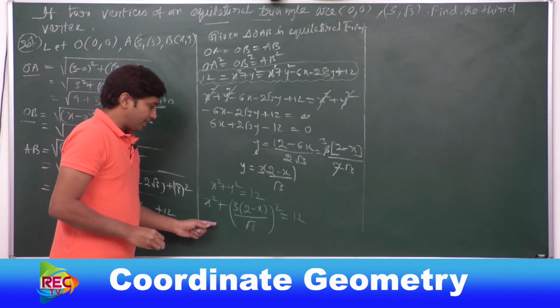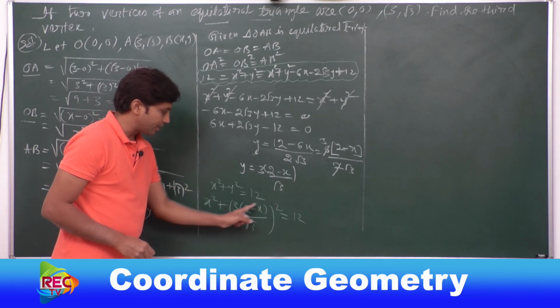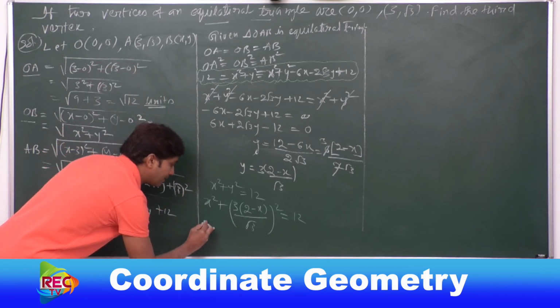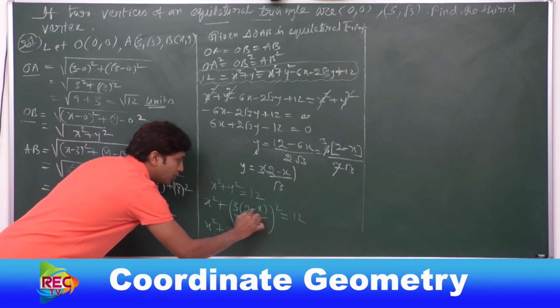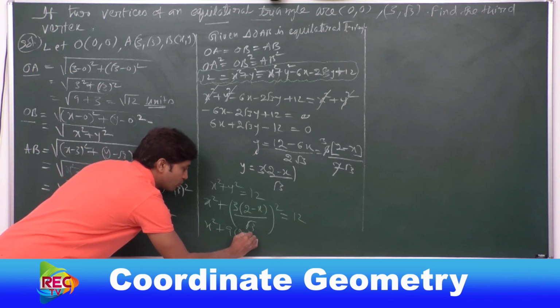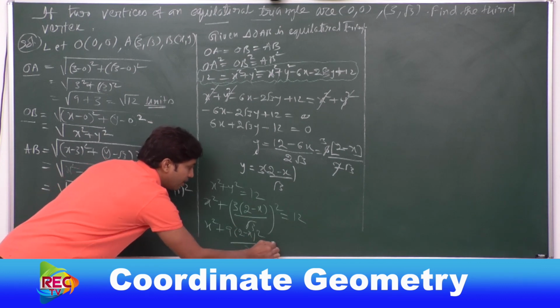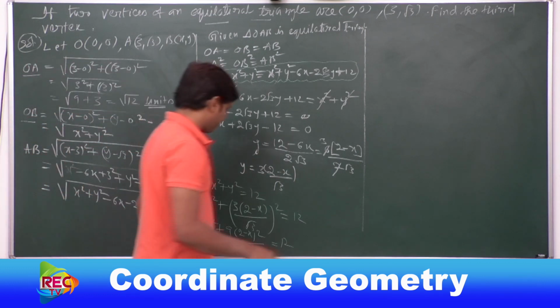In order to solve it, we can put the square to 2 minus x and root 3 also separately. So apply this: x square plus 3 square would be 9 into (2 minus x) whole square upon root 3 whole square, which means 3 itself, equal to 12. Now let me simplify this further.